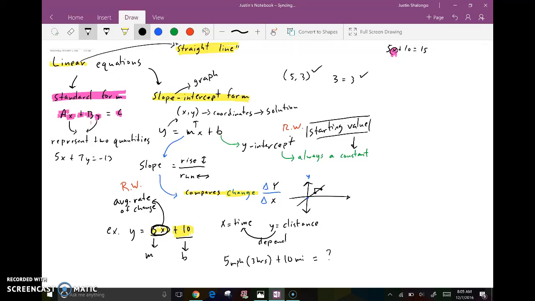Well, 5 times 3, we've gone 15 miles, plus 10 miles equals 25 miles. We're 25 miles away from our house. So we have our slope, we have our y-intercept, and then 3 would represent the x value, and 25 would represent the y value. So this would be a solution to this equation.